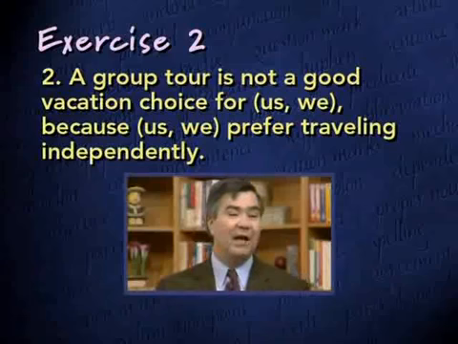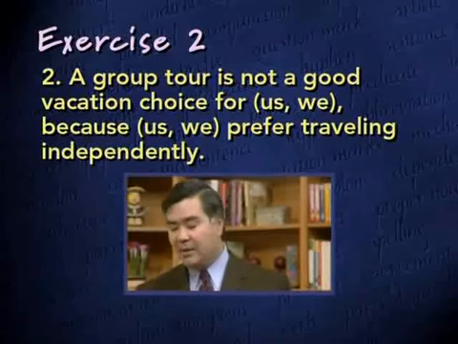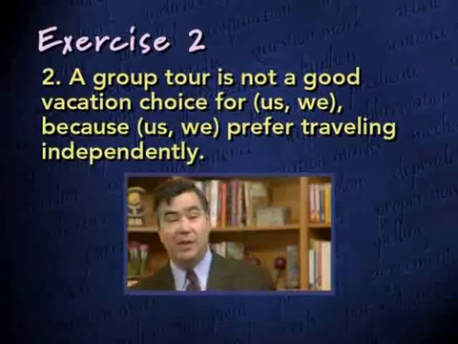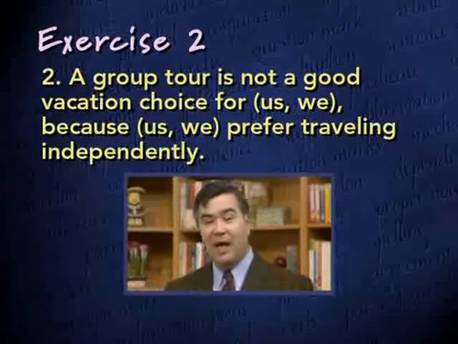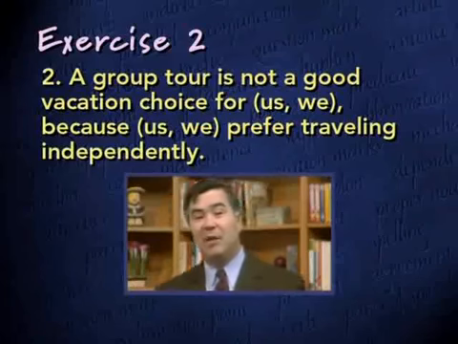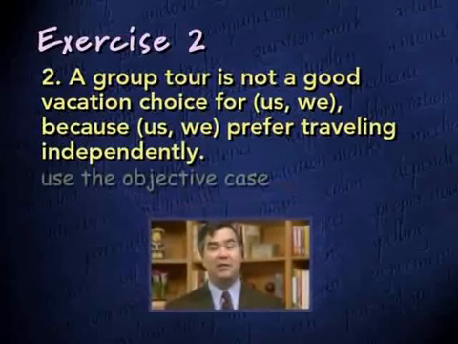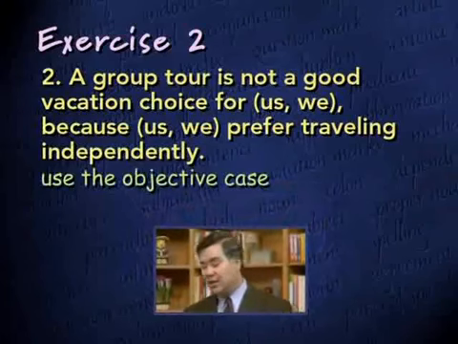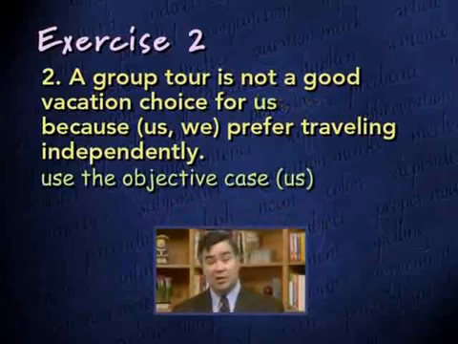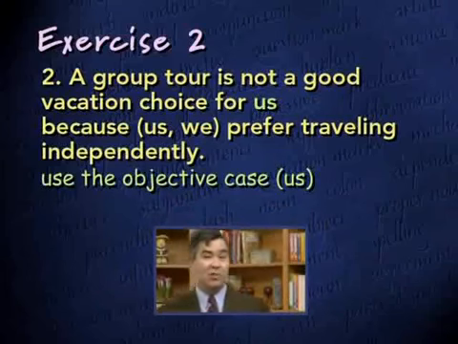The first pronoun is the object of a preposition. The preposition is for. We have a little prepositional phrase beginning with for and followed by the pronoun. And remember that a pronoun which is the object of a preposition should be in the objective case. Which pronoun is in the objective case, us or we? The answer is us. So the first choice for this sentence should be us.